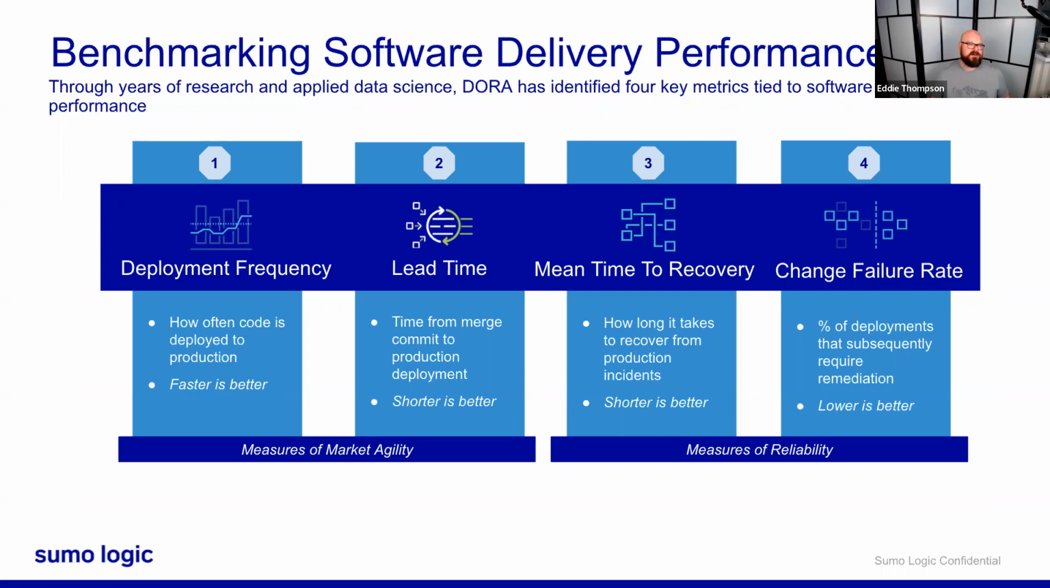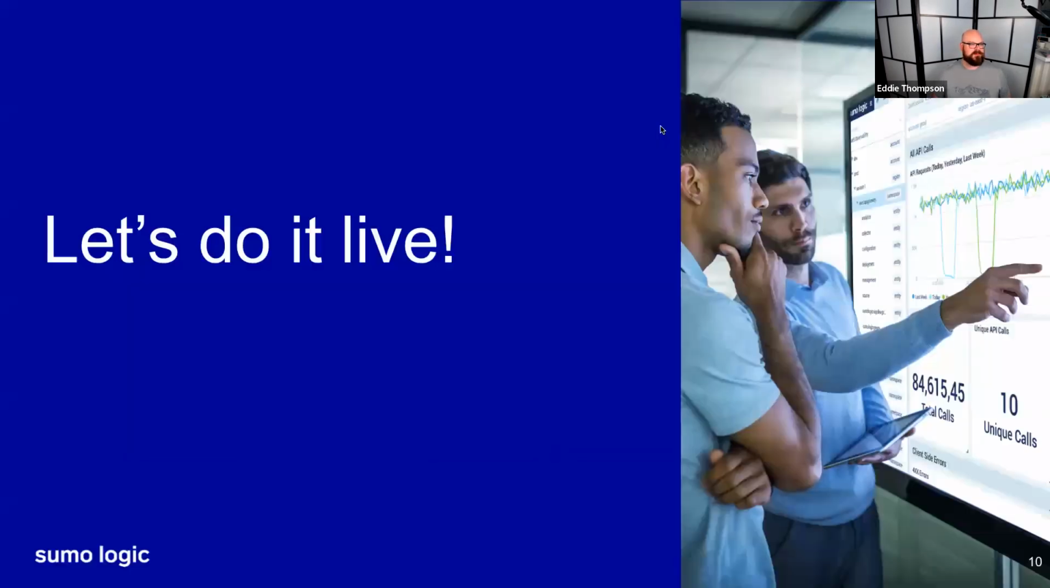Shorter is better. On the reliability side, we have the mean time to recovery, which is how long it takes to recover from production incidents. Obviously, shorter is better there. And finally, change failure rate, so the percentage of your production deployments that subsequently require remediation, and you're aiming for a lower number there as well. So I don't want to bore you to death with slides, so I'll jump into the live demo and you can see it in the product.